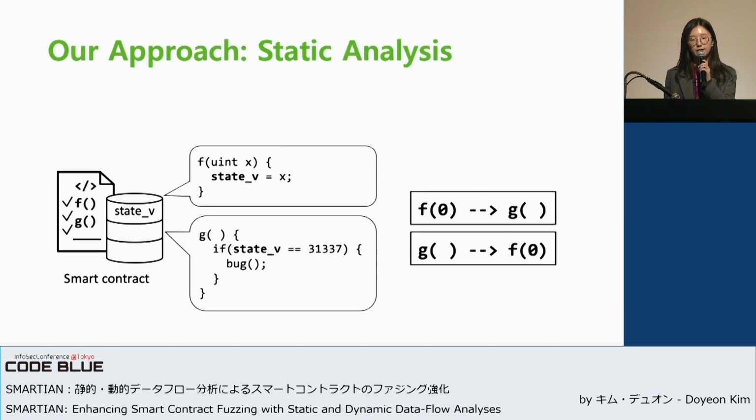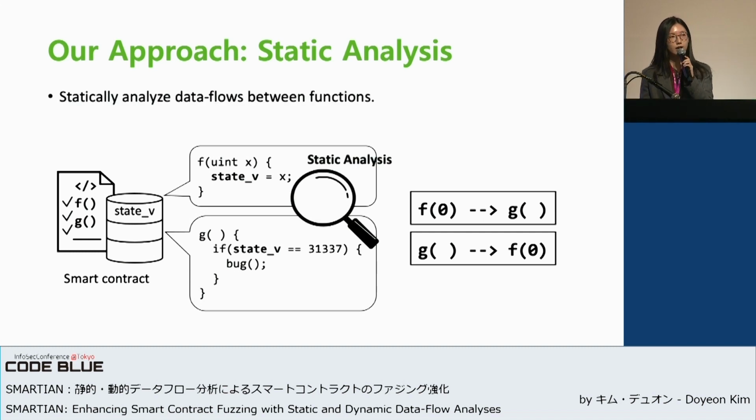So in our paper, we mainly do fuzzing for finding bugs in smart contracts. But how to fuzz efficiently? For that, we propose a novel approach based on static analysis, which we believe to be complementary to fuzzing.